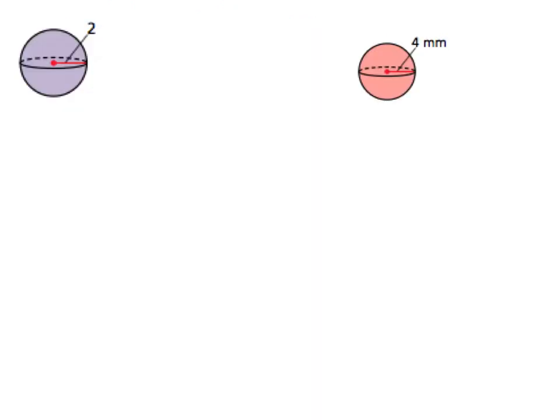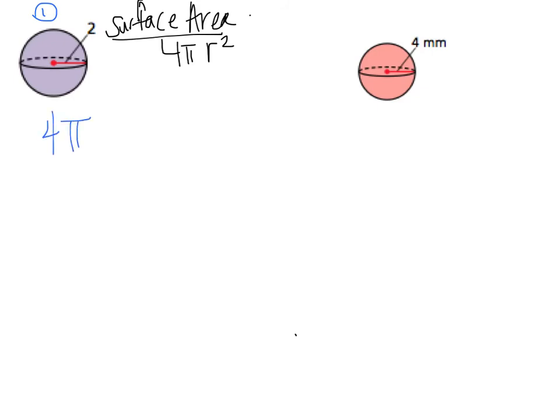Alright, the last part that we're going to learn is how to find surface area. And to find surface area, again, we're going to use a formula where we're going to plug in what we know. So to find surface area, you're going to do 4 times pi times radius squared. I'm going to do this first example over here, the left one, together. So we're going to plug in 4 times pi, and our radius is 2, so 2 squared. I'm going to rewrite this as 4 times pi times 4.